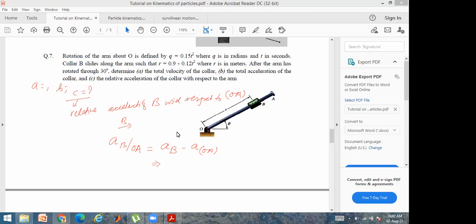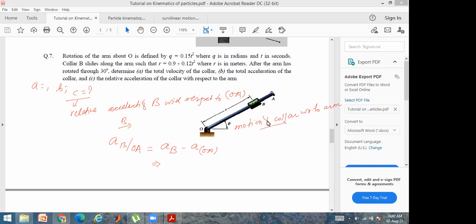So what will be the acceleration of AB? So you know that acceleration of B means C, the motion of polar with respect to arm. Before finding that, look at the motion of polar with respect to arm.